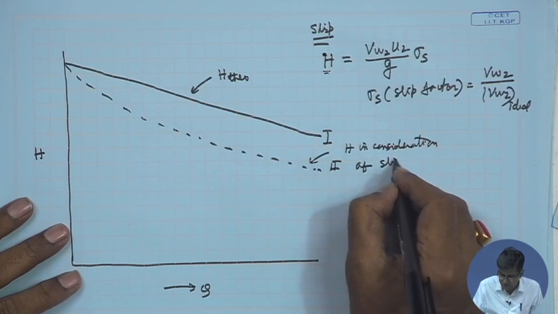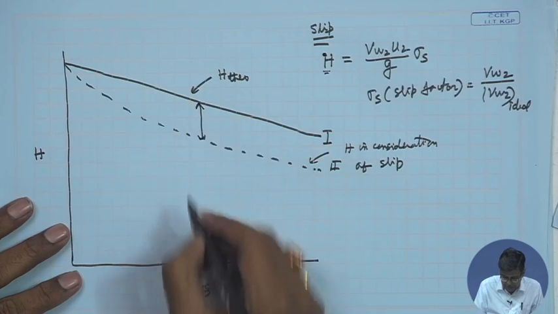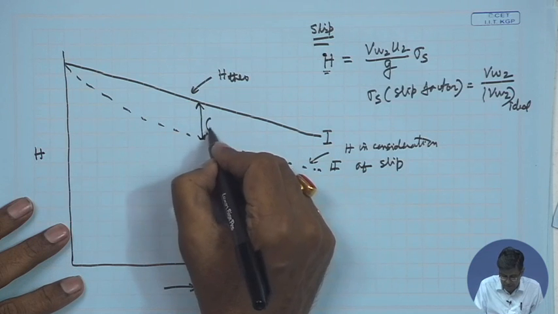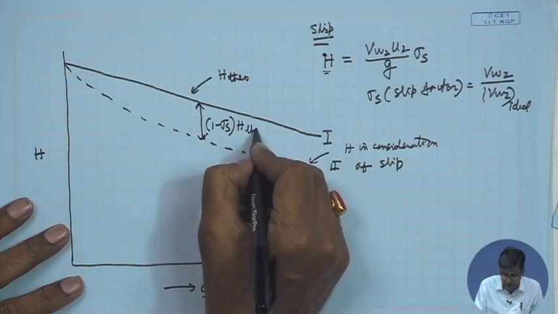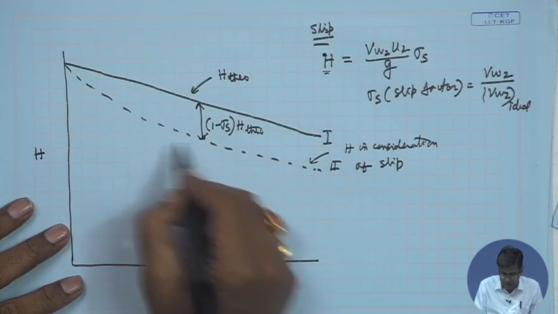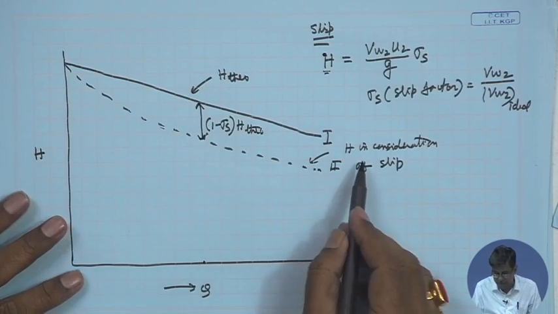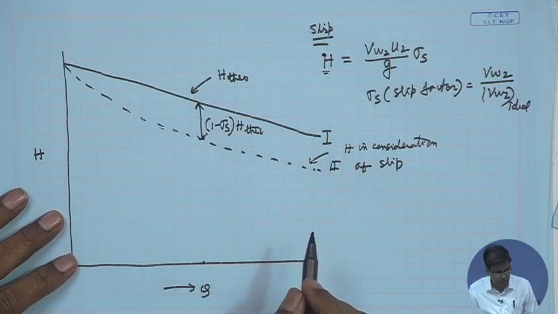slip, and at any value of Q, at any point in the abscissa, this gap is 1 minus sigma S into H theoretical, each and every point. That means this is shown by the dotted line. This curve represents H after consideration of the slip.